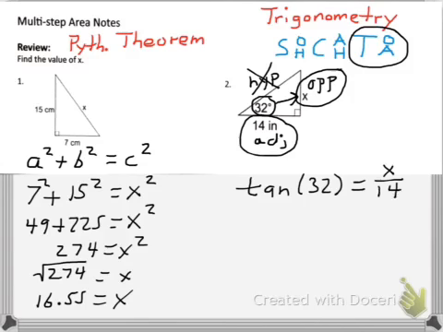The next thing we have to do is ask ourselves, is the variable in the numerator or the denominator? If it's in the denominator, we divide. If it's in the numerator, we multiply. This one is in the numerator, so our shortcut here is that we have to multiply the other two things together. So x is going to equal 14 times the tangent of 32.